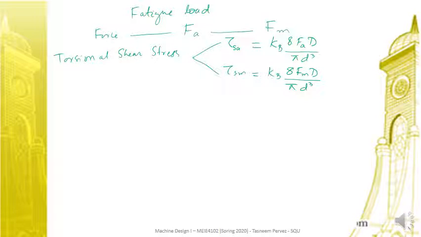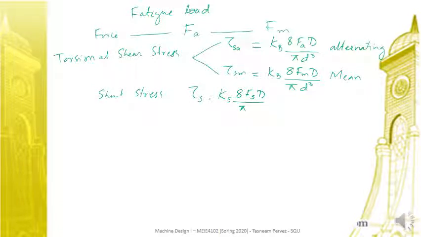So here we are calculating two different stresses. One is alternating and one is mean stress. The other stress we calculate is the shut stress. That's the stress at shut. Same equation, but preferably we use here the shear correction factor, 8, the shut force, D divided by pi d cubed. That's about the stresses.